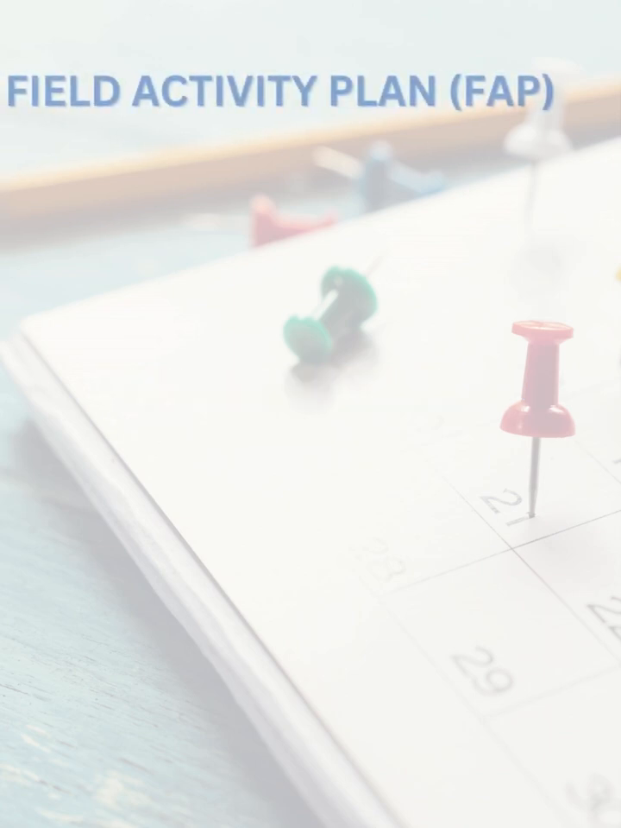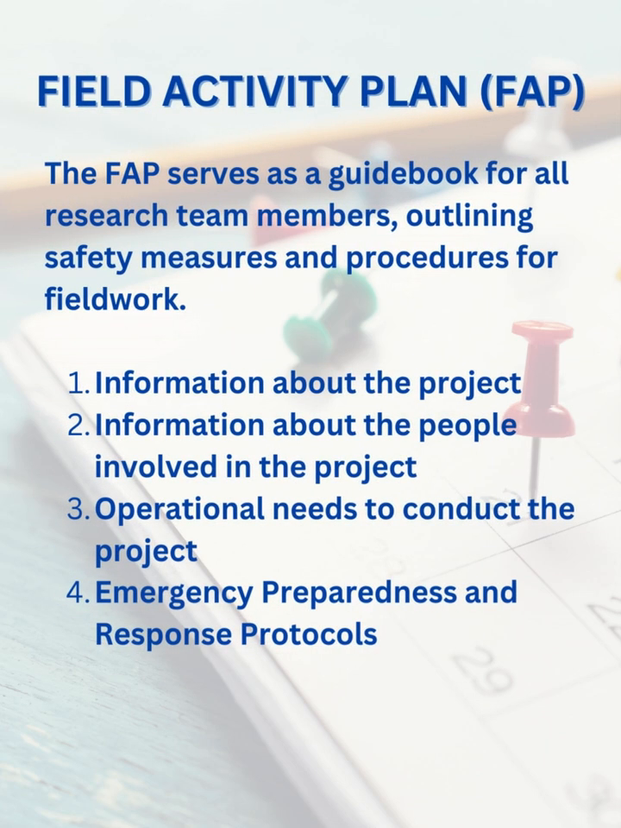Field Activity Plan. The FAP serves as a guidebook for all research team members, outlining safety measures and procedures for fieldwork. In this video, you'll learn about the different sections of the Field Activity Plan and their significance for ensuring safety during field research. The sections are information about the project, information about the people involved in the project, operational needs to conduct the project, and emergency preparedness and response protocols.